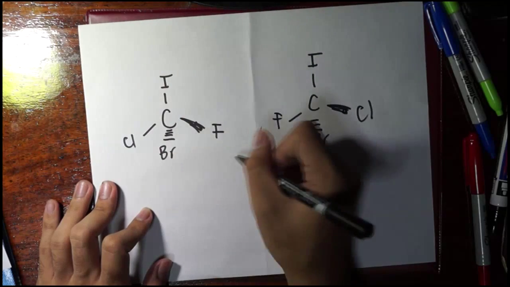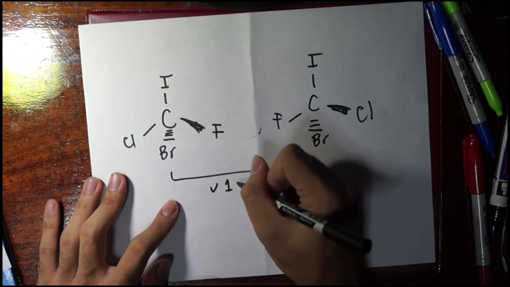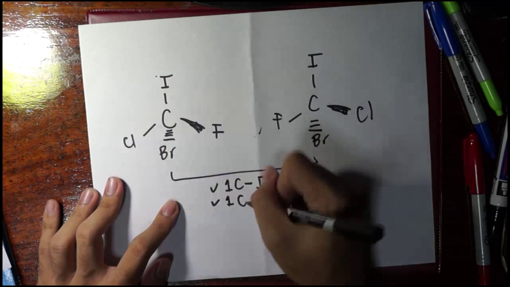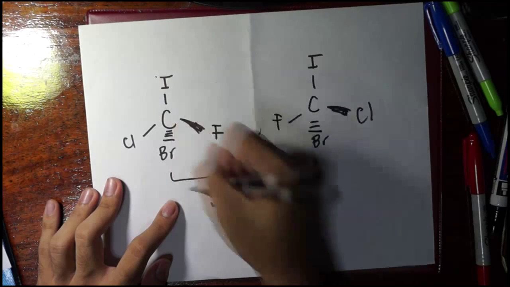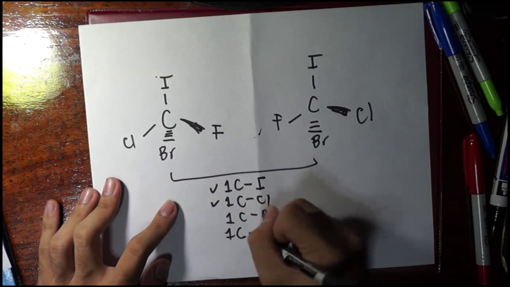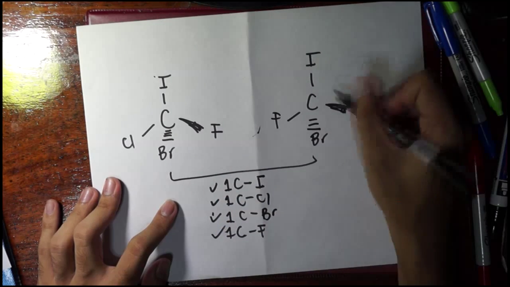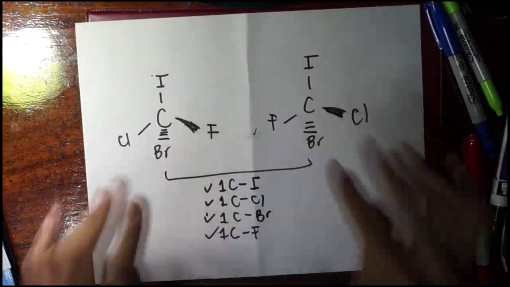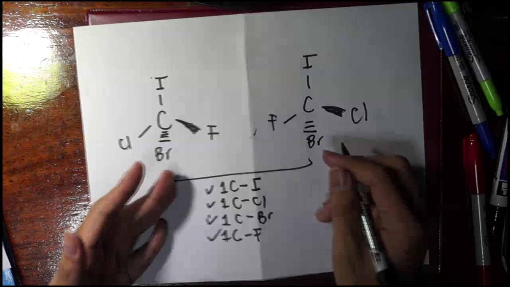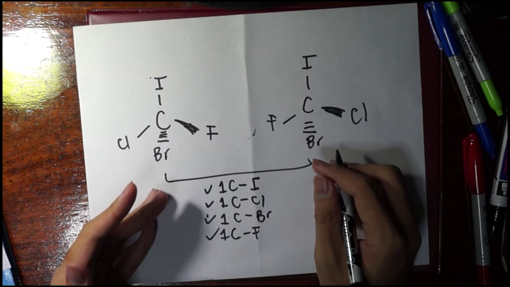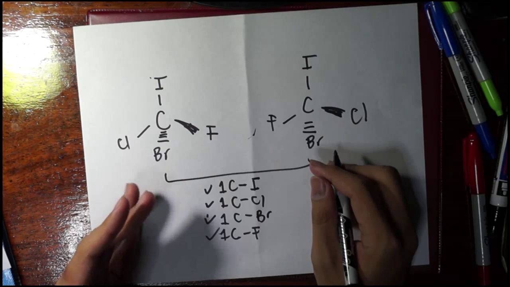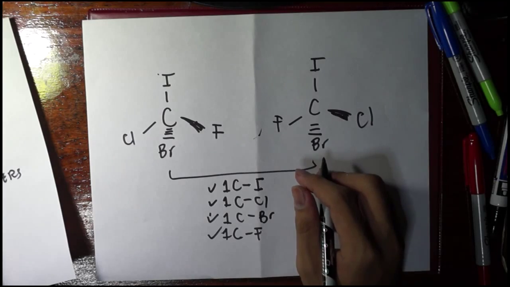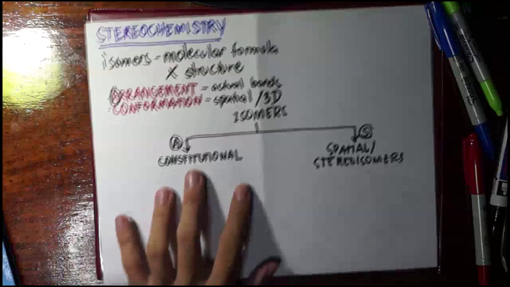In both these molecules, we have all of the same bonds: one C to I bond, one C to Cl bond, one C to bromine, and one C to fluorine bond. So it's all the same. The only difference is that this is the 3D formula, the line, dash, wedge. This is the spatial difference that we are talking about. So it's less drastic, so to say. The difference between them is less as compared to that of constitutional isomers. So that's the difference between constitutional and stereoisomers.